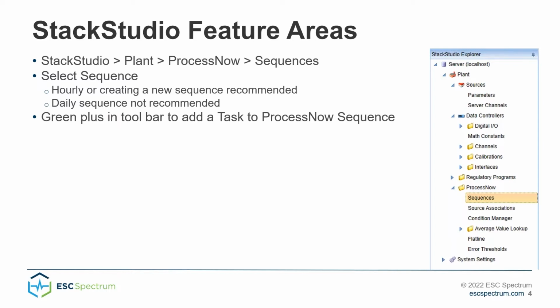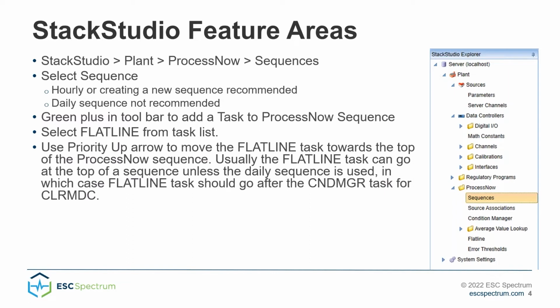Within the ProcessNow sequences, you can, like most areas of StackStudio, use the green plus in the toolbar to add a task to the ProcessNow sequence and select Flatline from the task list. Then you can use priority up and down arrows to move that Flatline task within your ProcessNow sequence. Usually the Flatline task can just be directly at the top of the sequence unless you're using it in your daily sequence, in which case the Flatline task should go after the condition manager task for clear MDC.